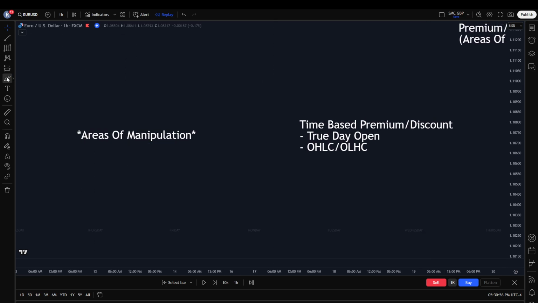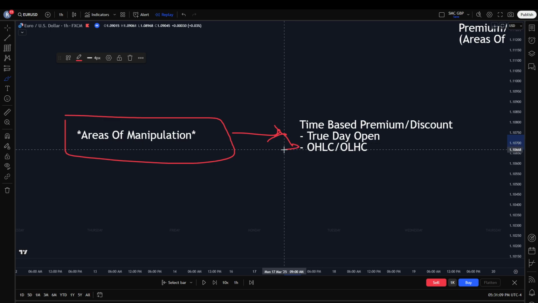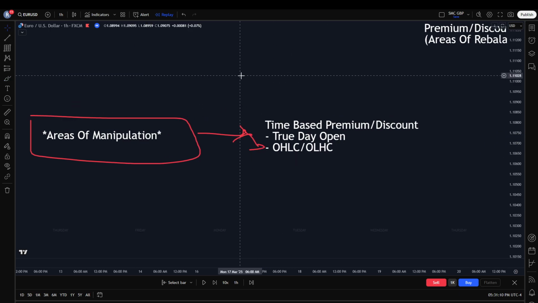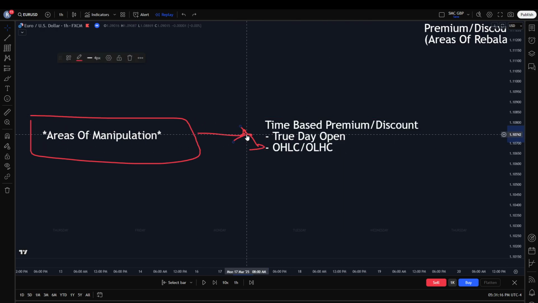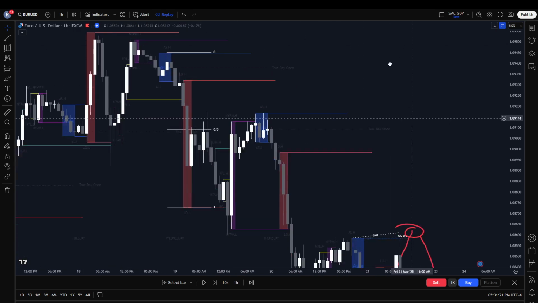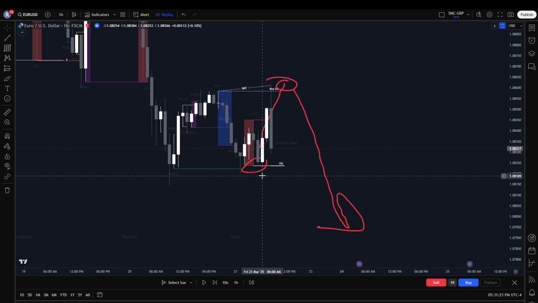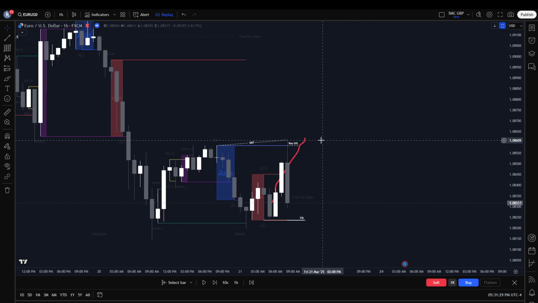So as you can see here, the area of manipulation, which is my key level in SMT, where we swept out a high time frame area of liquidity after our manipulation, aligns with the true day open, and it aligns with the open low high close as well. Okay, the manipulation starts the move, and you're using these confluences to align that, if that makes sense. And again, check out that time and price video on my channel. That's also super helpful.